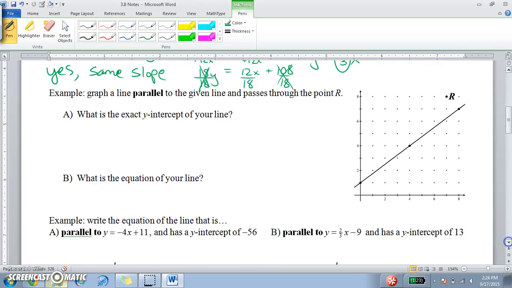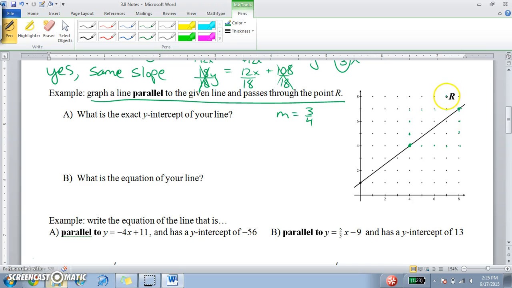Next example. Graph a line that is parallel to the given line and passes through point R. So this line, first of all, we have to decide what our slope is so that this line that we're going to draw can have the same slope. So from this point to this point, I'm counting a rise of 1, 2, 3, and a run of 1, 2, 3, 4. So my slope is going to be 3 over 4. I could also count that as down 1, 2, 3, and to the left 1, 2, 3, 4.